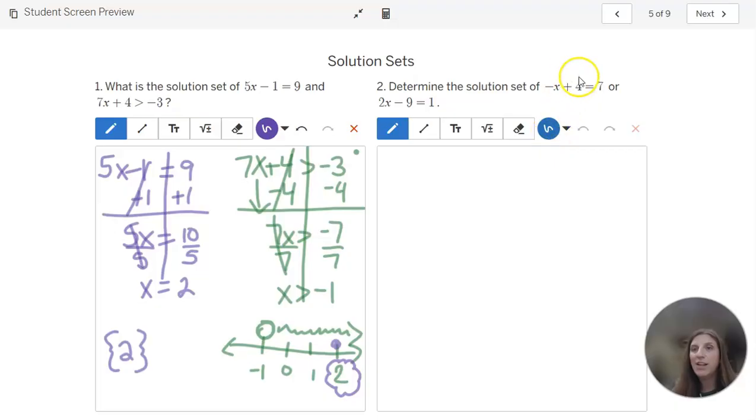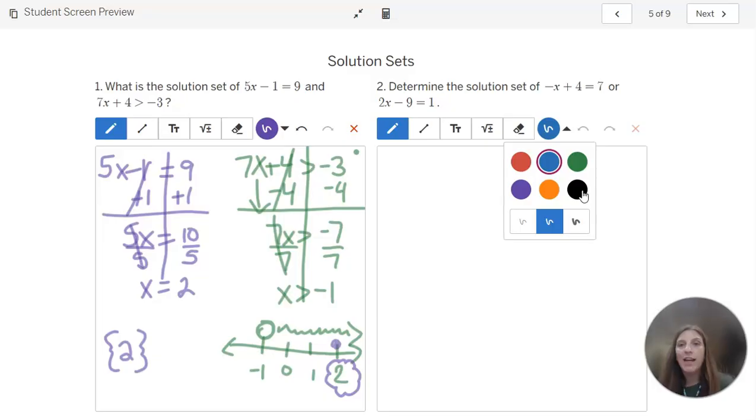All right, let's jump over here to this one. We're going to solve each of these equations separately, and for time's sake, I'm going to pause this video and solve them.